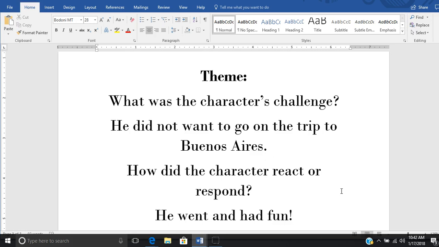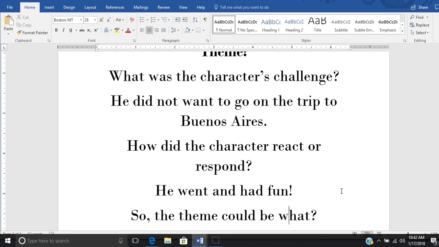Okay, so we know when we think about theme, it's what the character learns. We also know we have to have text evidence to back it up. We started by looking at what the character's challenge was, the fact that he didn't want to go on this trip. But how did he react or respond? React or respond just means what the character did in reaction. How did he or she act after a challenge has happened? That would be to react or respond. And we know that he reacted by going and having fun and learning about the culture. So the theme could be what?